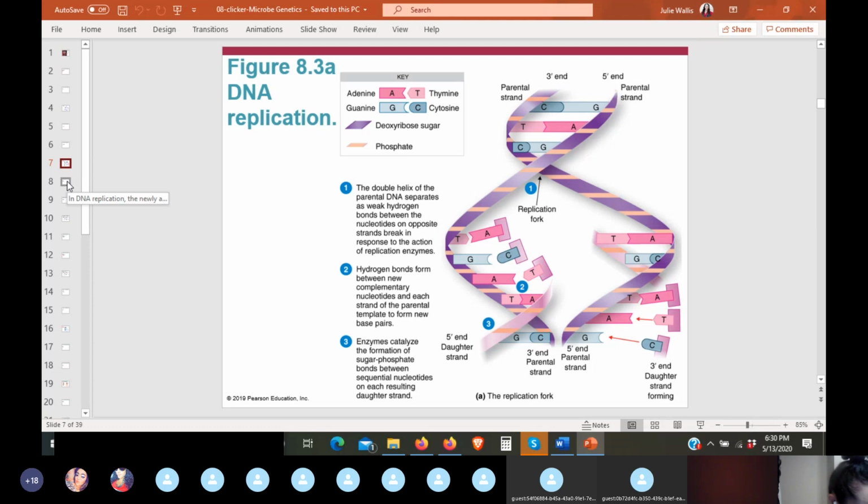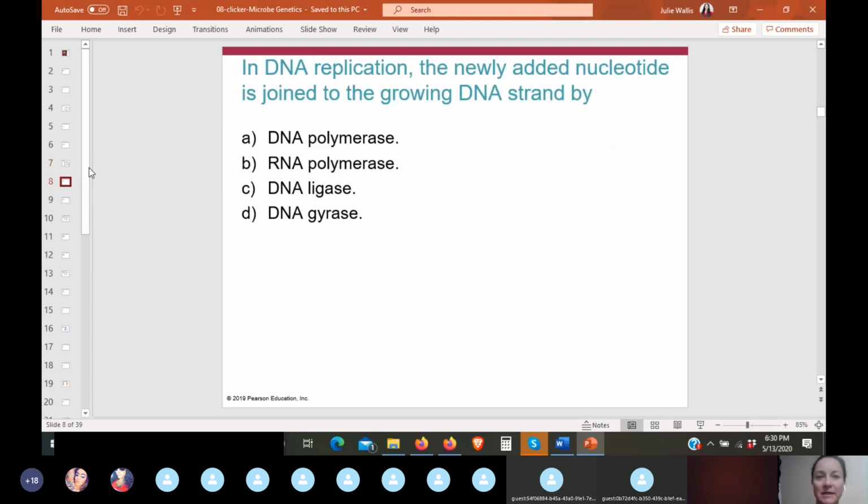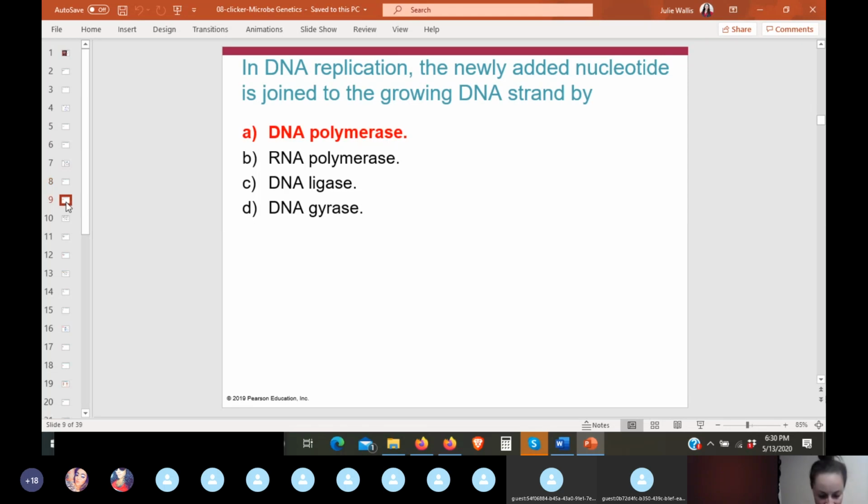All right. Next question, number 8. In DNA replication, the newly added nucleotide is joined to the growing DNA strand by which enzyme? All right, most of you say A, which is good. That is DNA polymerase. So DNA polymerase adds the new nucleotides in DNA replication.